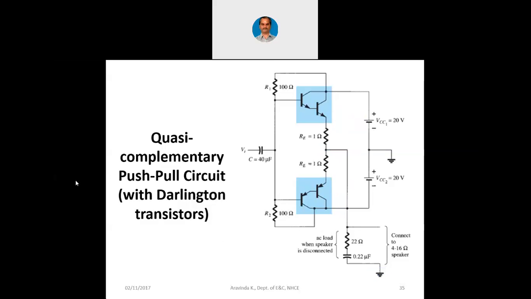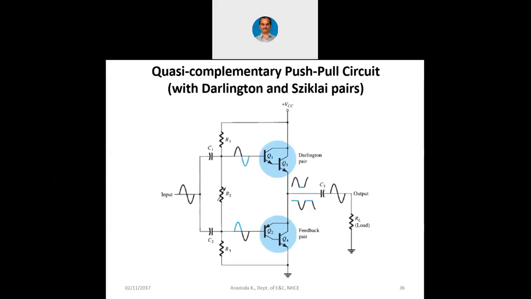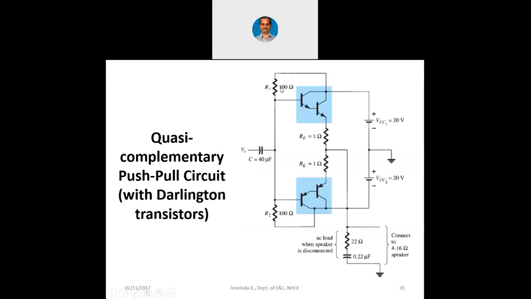Let us see one more example of the circuit now. Quasi-complementary push-pull circuit with Darlington and Sziklai pairs. You can see now in this circuit there is a variable resistor at the base, unlike the previous case. I will show you. In the previous case we have this R1 and R2 and we have this RE as balancing resistors, then we have a balancing load also.